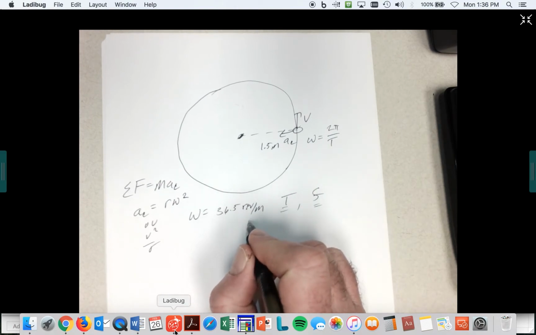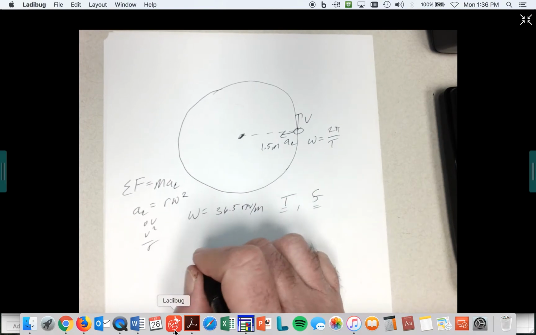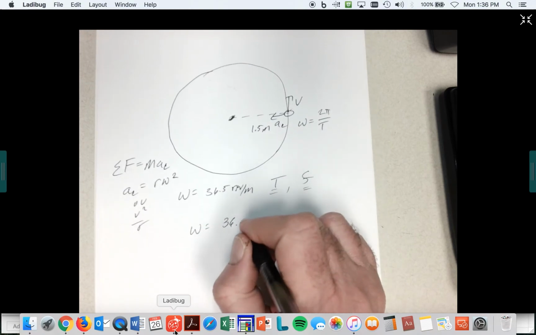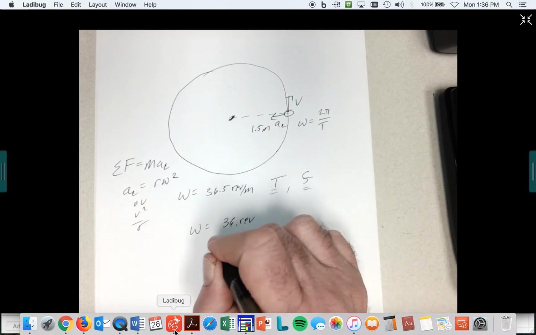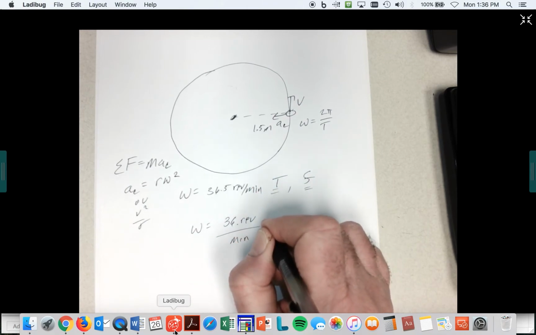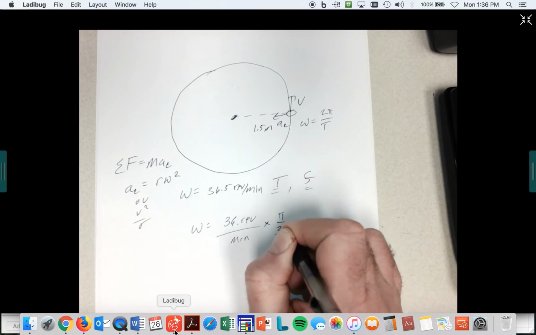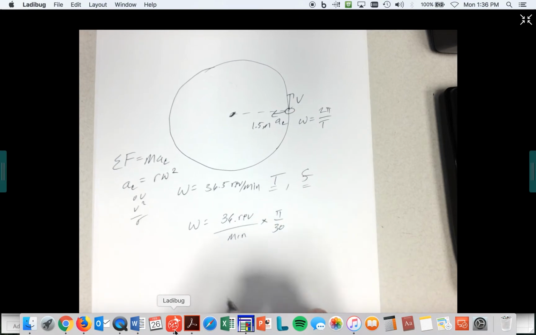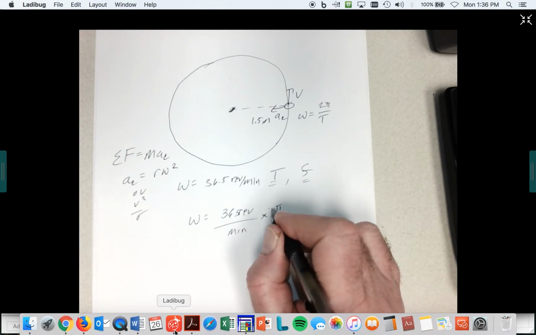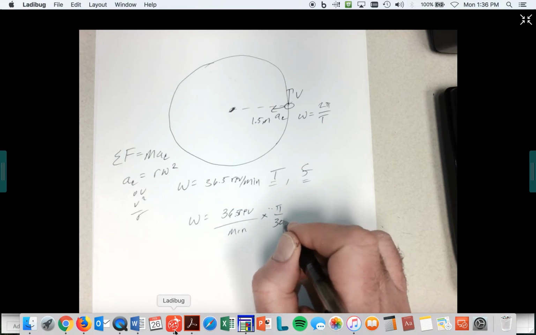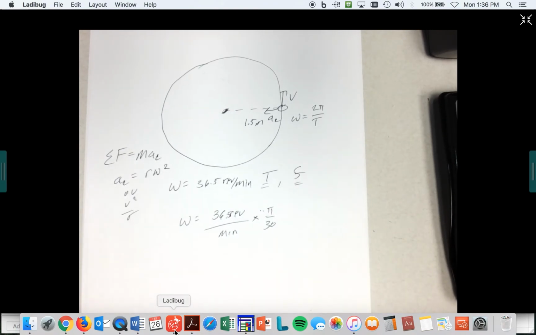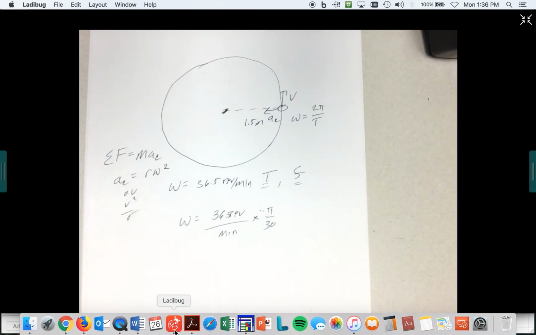We know we have to do this. So omega is 36.5 revolutions per minute times pi over 30. That's our conversion, because this is 2 pi radians per revolution. I've already done that once, so you can watch. So I've got to put that in.